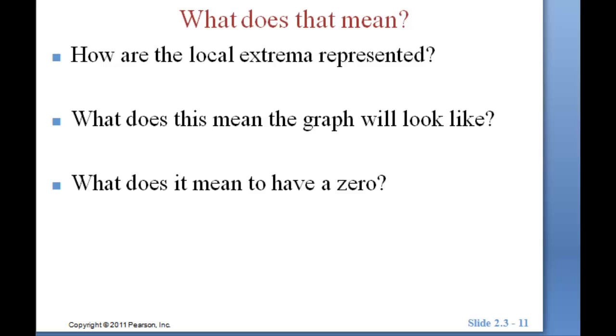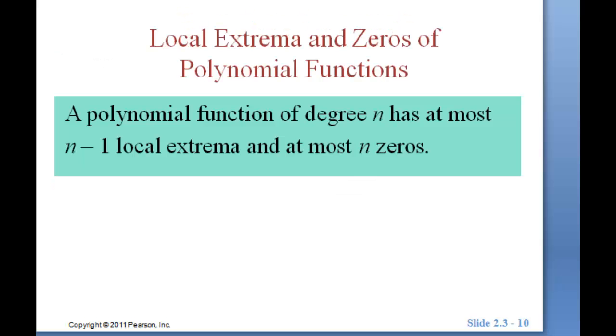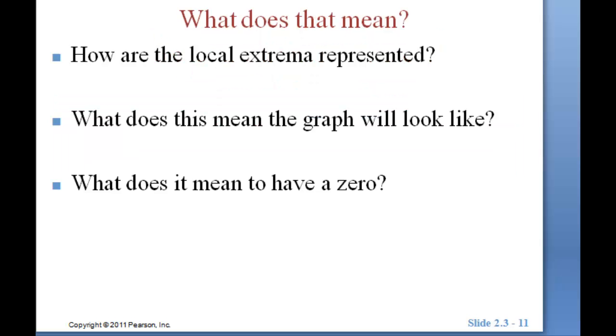And then the third one is, what does it mean to have a zero? Because in the slide we said that it had at most n zeros. To have a zero means it crosses the x-axis.